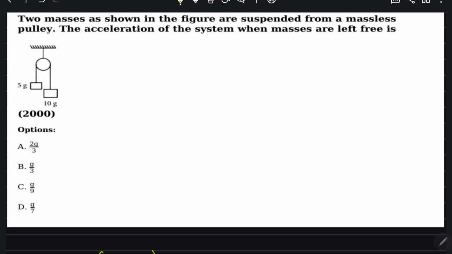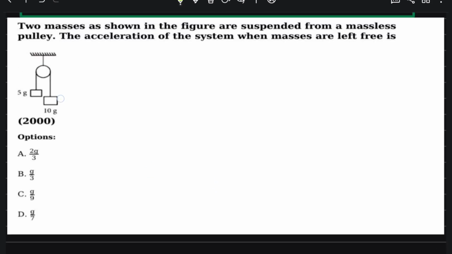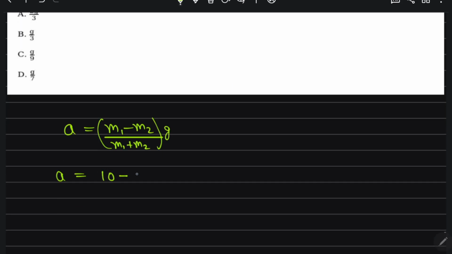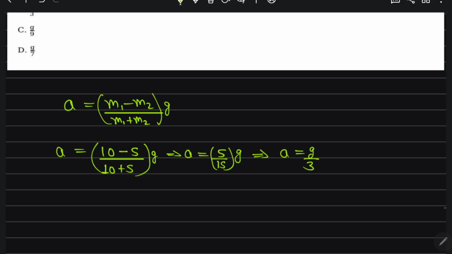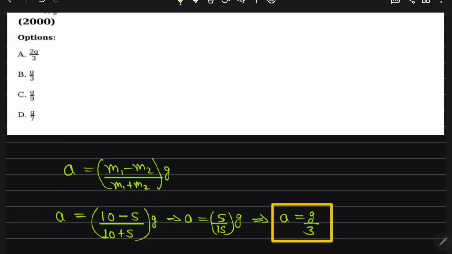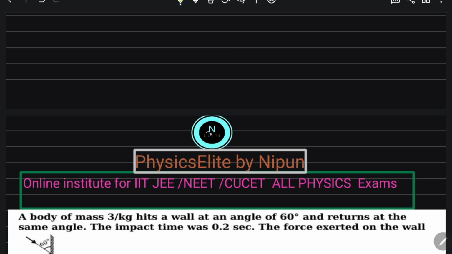If our answer comes negative means we have taken wrong direction. So I say this is our m1, this is our m2. So 10 minus 5, 10 plus 5 into g. So acceleration is 5 by 15 into g. So acceleration comes out to be g by 3. So which option? Option B is correct. G by 3 is correct.